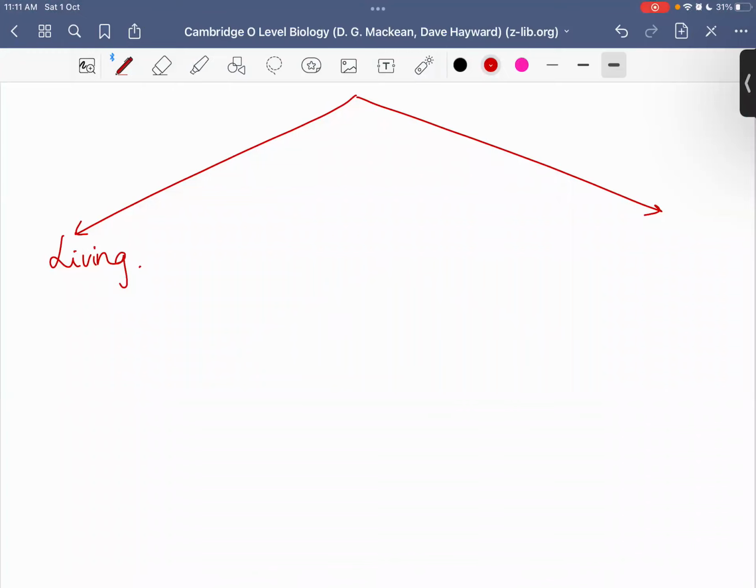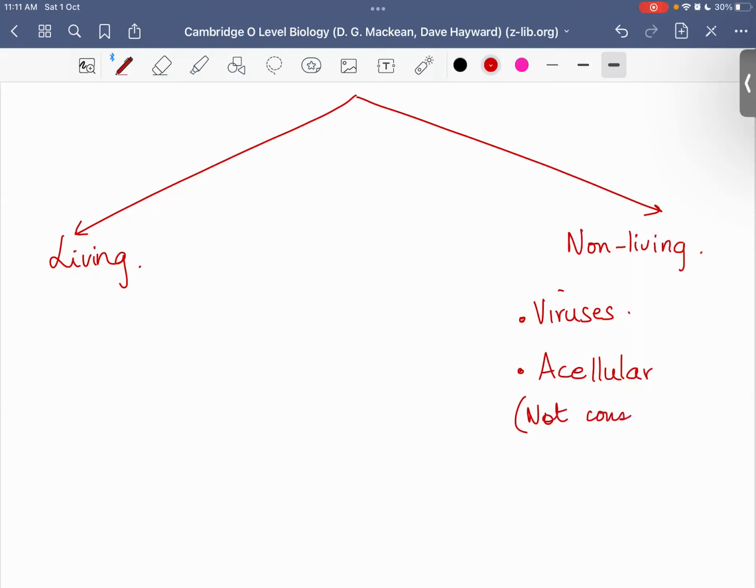Yes, so everything on this earth is a living thing, and then you have non-living things. So this is the non-living thing part. The only thing which is non-living as far as life on this earth is concerned is actually one thing, and that is viruses. Besides viruses, everything is a living thing. In fact, the other word which is used for viruses is that they are acellular. A means absent. Viruses are not considered to be cells, right?